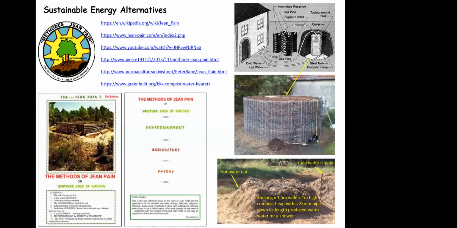And a lot of permaculturists have written up about it. You can see the web links there. There's his website, Jean Pain, and also a YouTube clip of his from many, many years ago. And I've seen this in action in just a very small compost pile here that you see in the bottom right-hand corner, which was only 3 meters long, 1.5 meters wide, and about 1 meter high. And it had this one water pipe coming in, water supply, just in that 3 meter long section. The water coming out here was pretty hot to shower in.